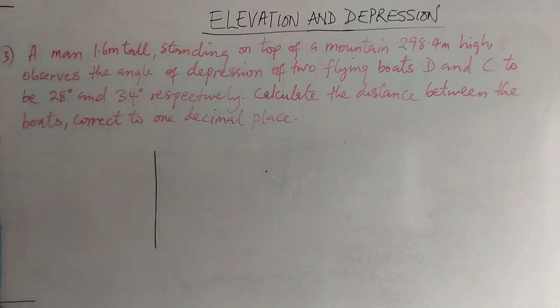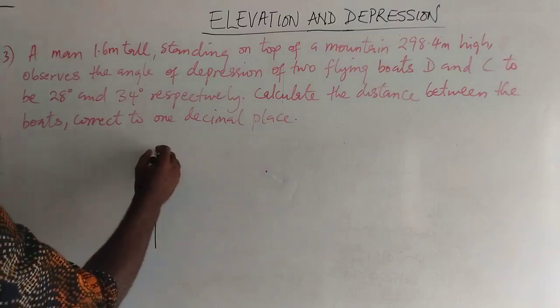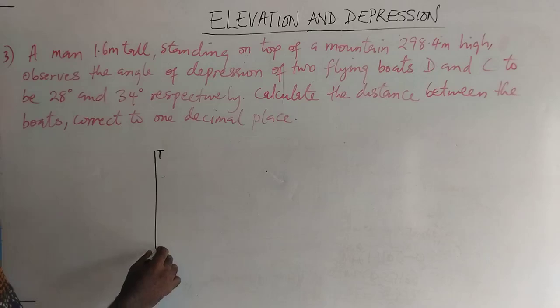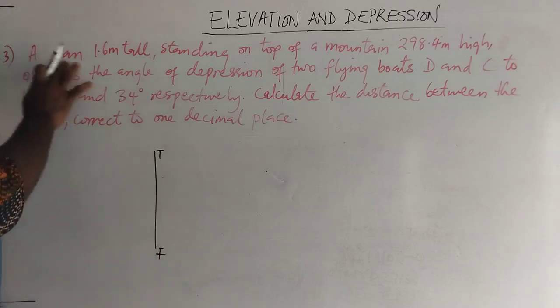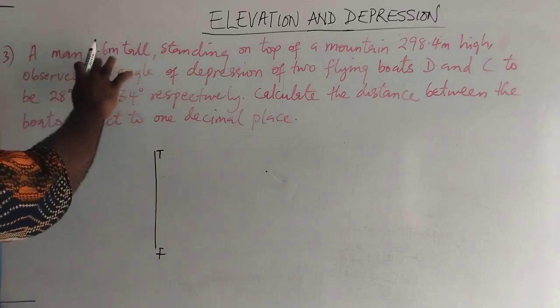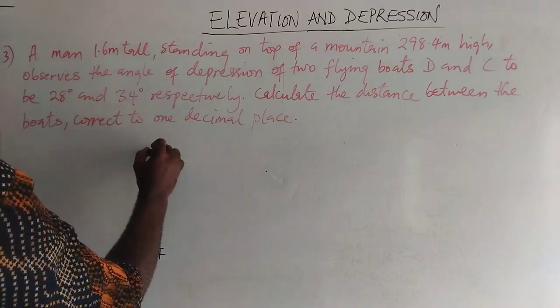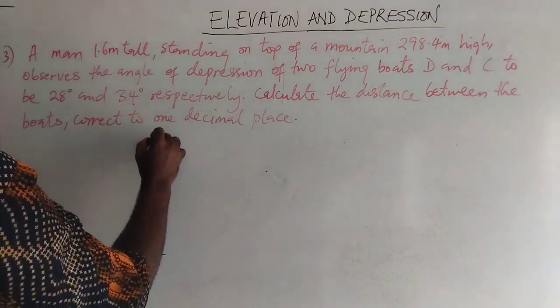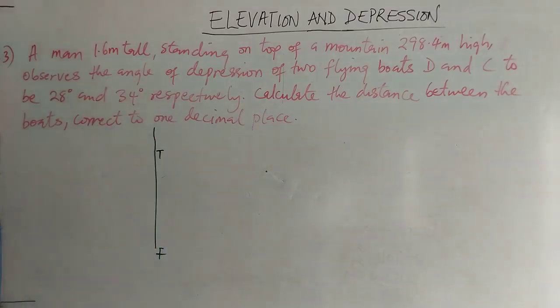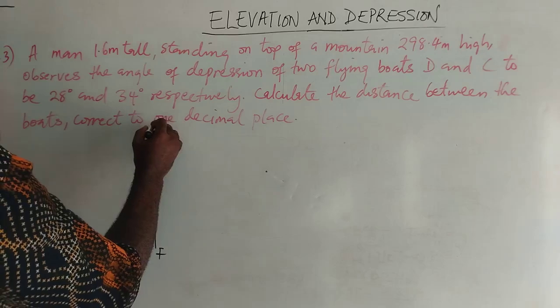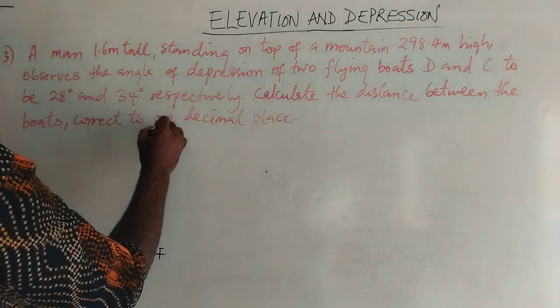This is the mountain, the top of the mountain, and the foot of the mountain. It says a man 1.6 meters tall. This is the height of the man, on top of this. So we'll extend it a little bit. So from this is the man.